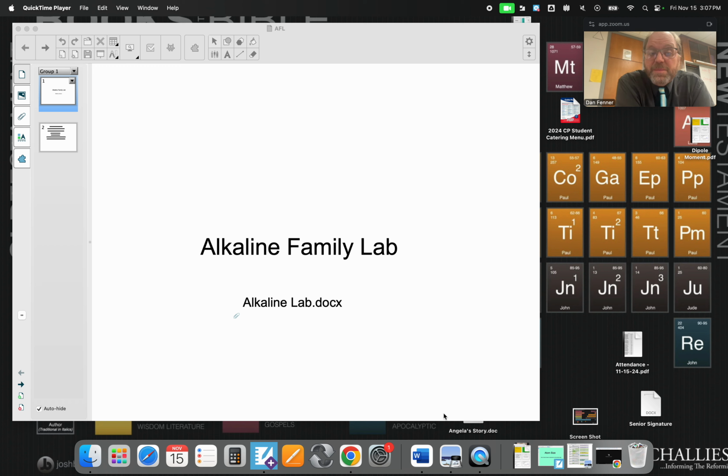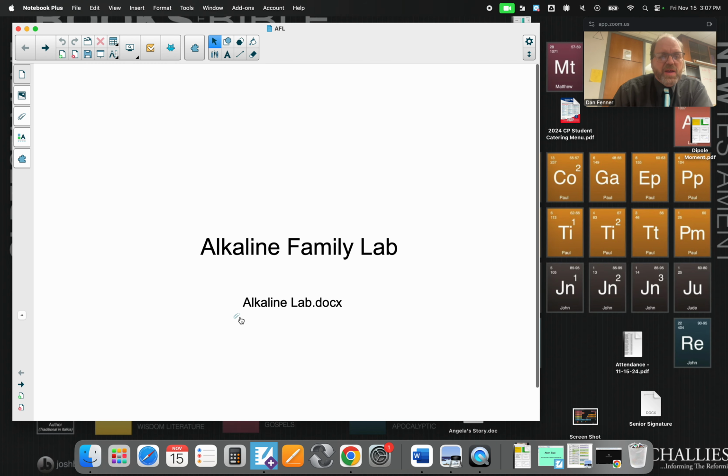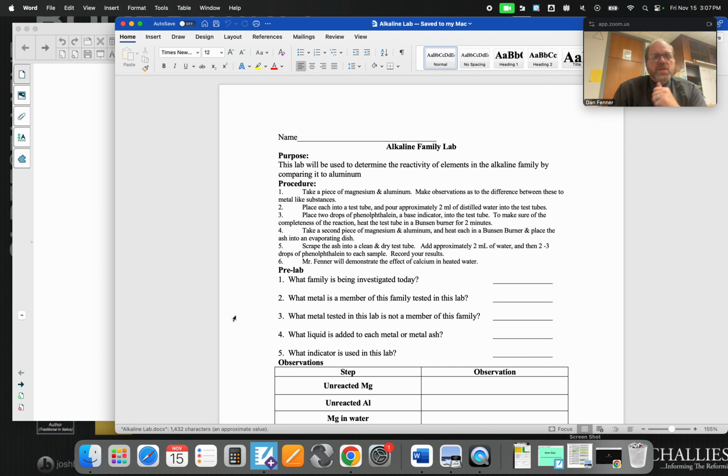We're looking at a lab today, the Alkaline Family Lab. I have a copy of the lab right here. What we're going to do is test the Alkaline Family metal magnesium against the non-Alkaline Family metal aluminum, and see what differences exist between these two metals.